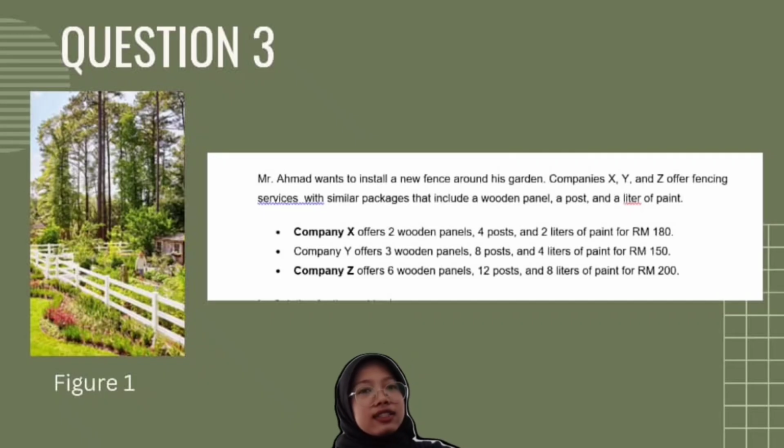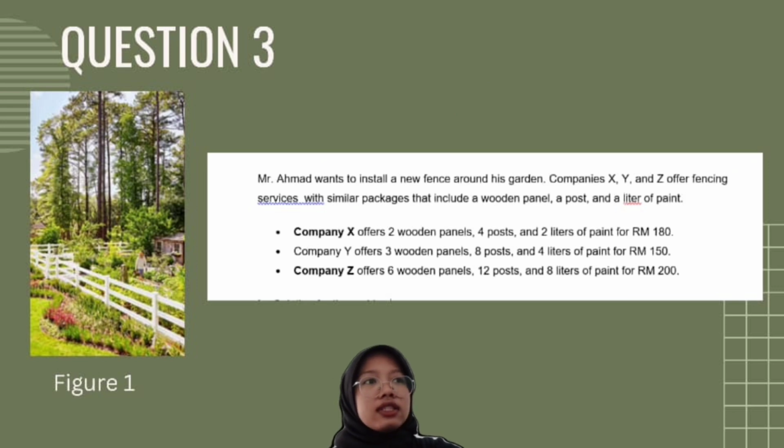So for question number 3, this is our situation. Mr. Ahmad wants to install a new fence around his garden. Companies X, Y, and Z offer package services with a similar package that includes a water panel, posts, and litres of paint. Company X offers 2 water panels, 4 posts, and 2 litres of paint for 180 ringgit. Company Y offers 3 water panels, 8 posts and 4 litres of paint for 150 units. Company Z offers 6 water panels, 12 posts and 8 litres of paint for 200 units.